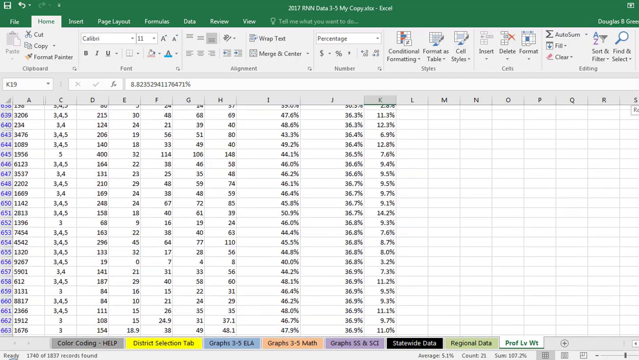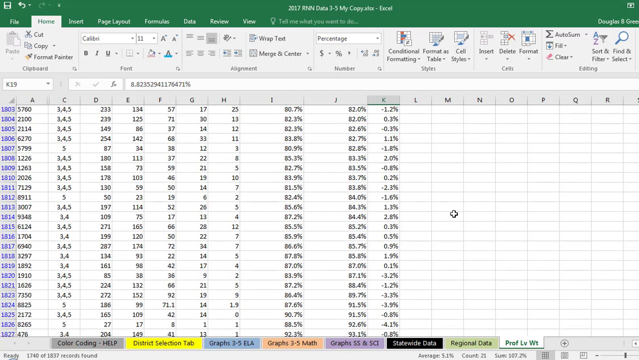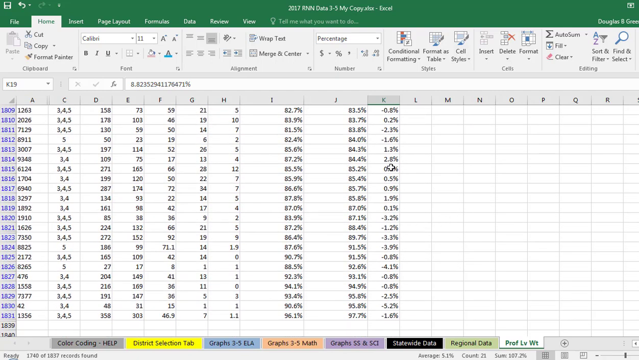On the high end of the scale, where we have schools that have 80-90% proficient, you'll see that there hasn't been much change. The change is only about 1% on average, where they might have gone up or down 1% compared to what they were getting when we gave a very specific weight to advanced kids, giving a little bit more of an advantage to those advanced kids.